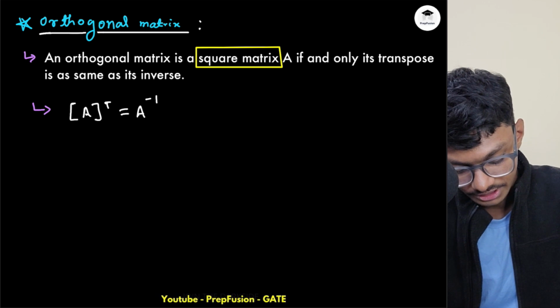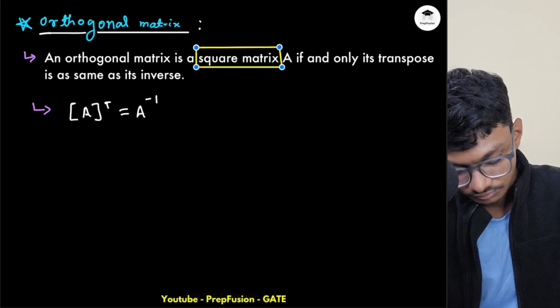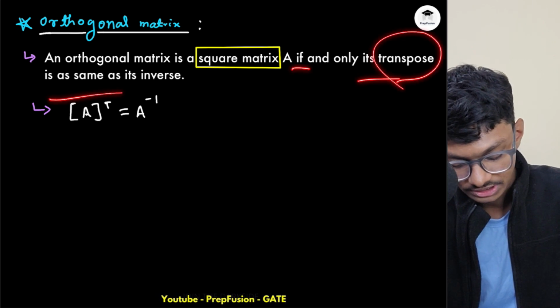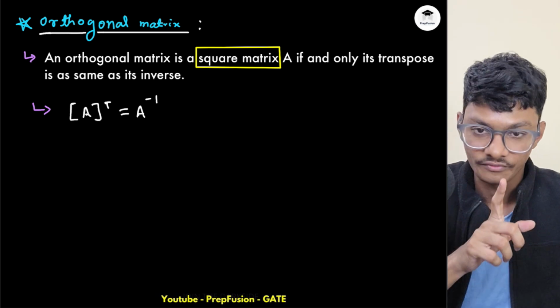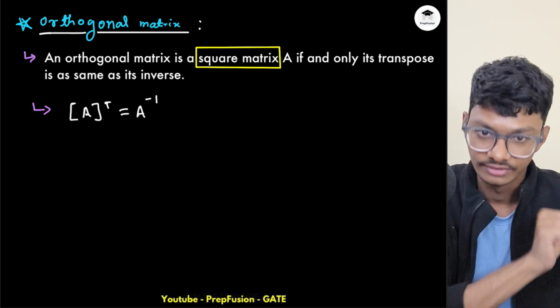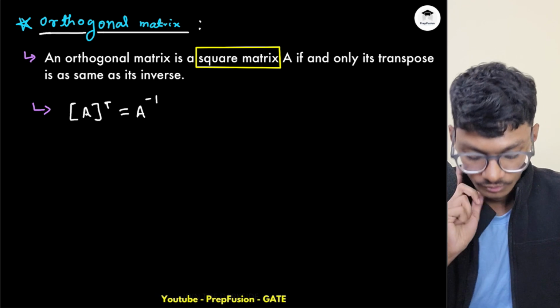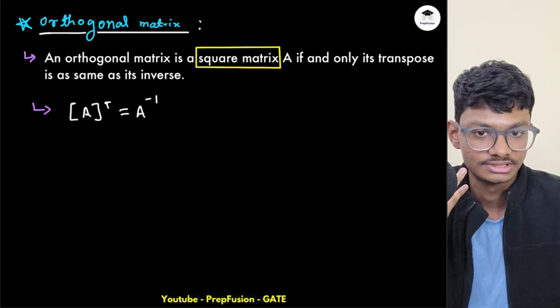So it's a square matrix A if and only if its transpose is the same as its inverse. So here it is written, right? If I take the transpose of it, it should be equal to its inverse. So why is it the case?